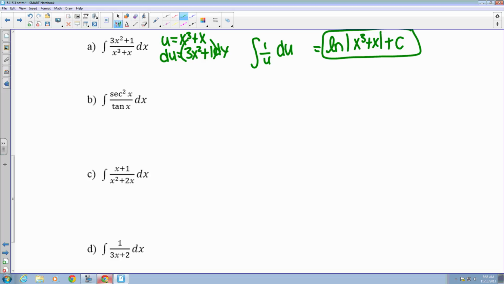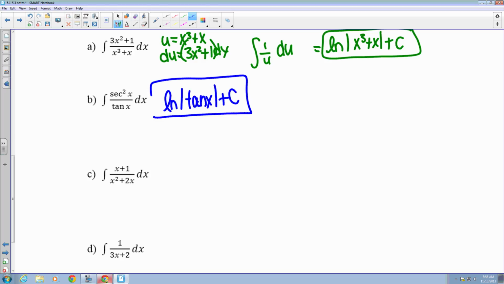Second one, same thing. Let's recognize that right away. So if our u is the bottom, tangent x, the derivative of tangent is secant squared, and it matches perfectly. So I'm just going to skip right to the end of this. Natural log absolute value of tangent x plus c. If you don't see that, though, make sure that you go through and do all the steps like we did up above. Don't skip those.